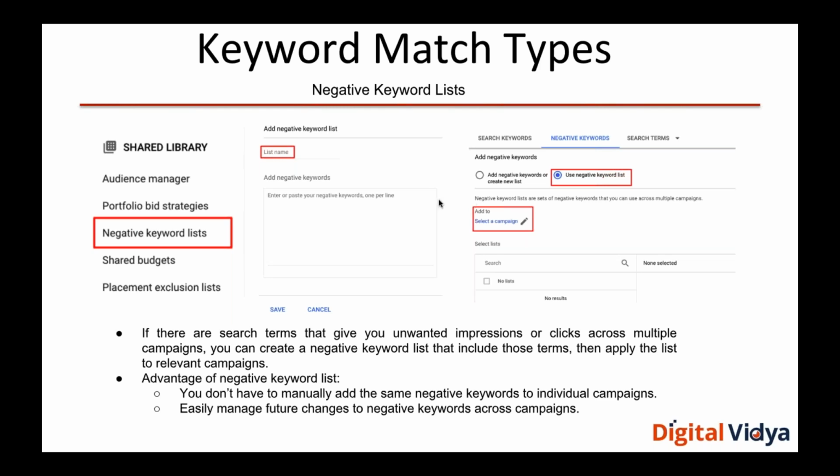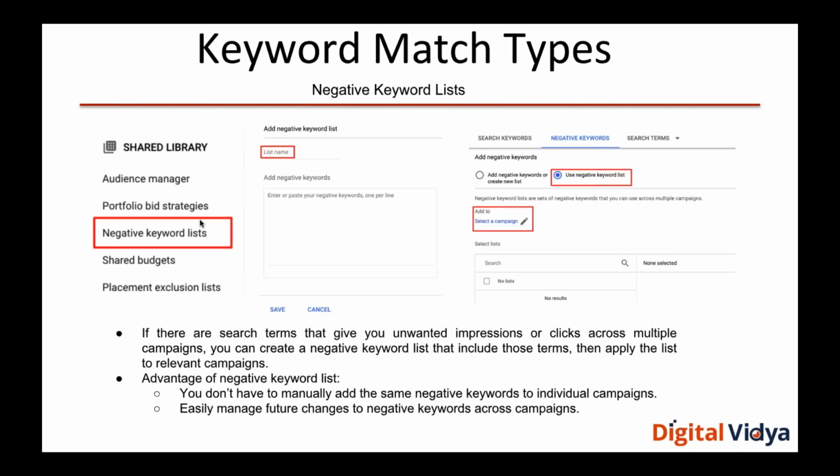So that's about negative match types. So are we clear about all the match types? Broad match modifier, phrase match, exact match, negative match, and how to create the negative keyword list? Do we still add negative signs while making this list?